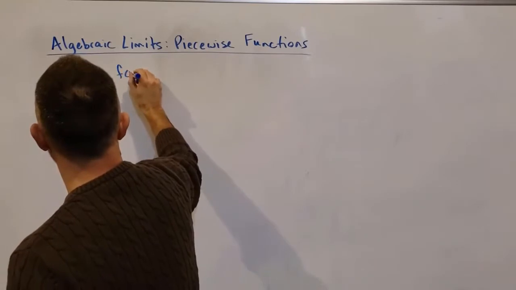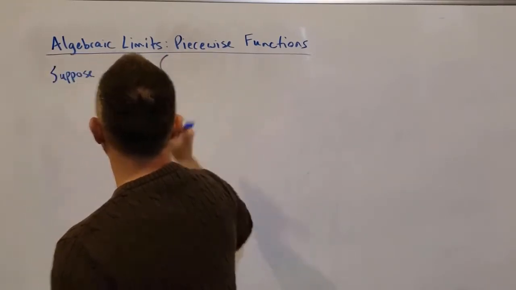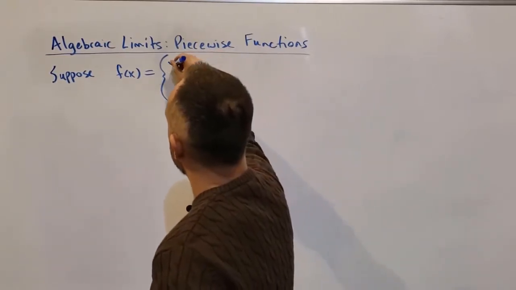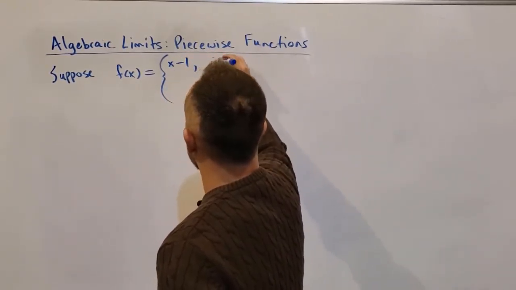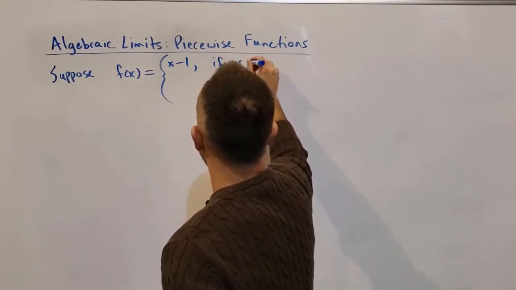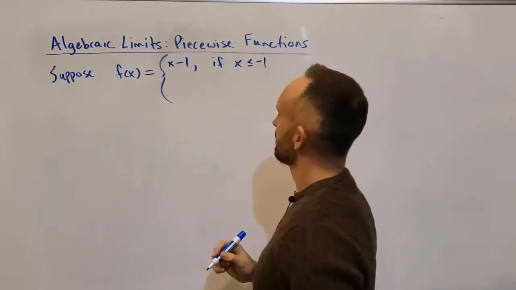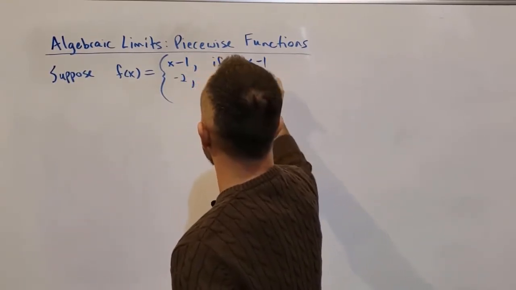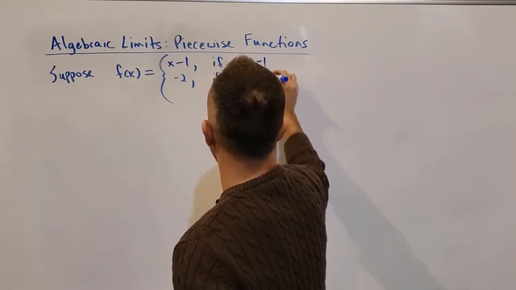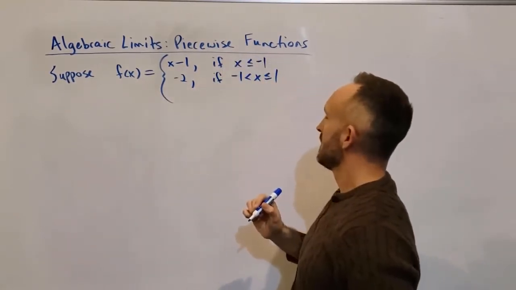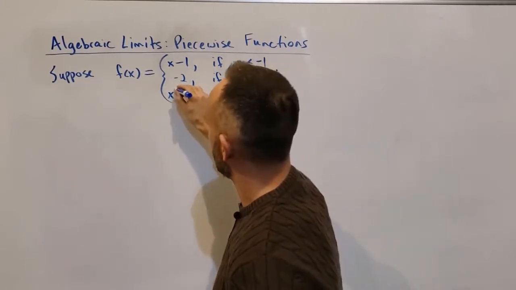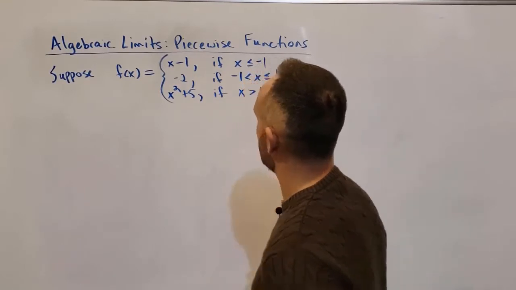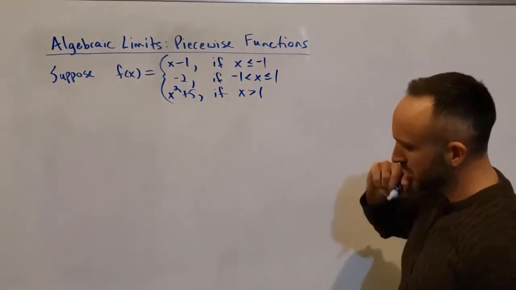Let's suppose that this function f of x equals this three-piece function, where the first output is x minus 1, and that's our output if x is less than or equal to negative 1. And then let's say the second output is the constant negative 2, and that is true if x is between negative 1 and positive 1. And let's say the third output is the quadratic function x squared plus 5 if x is bigger than positive 1. Okay? So there's our function.